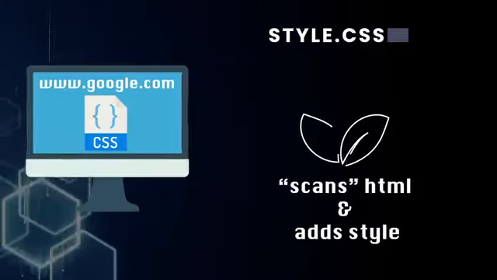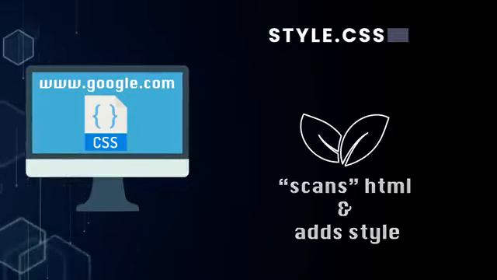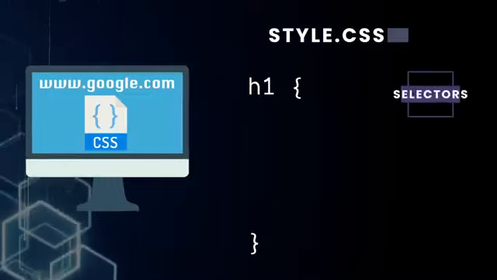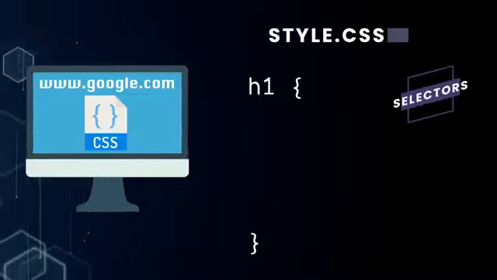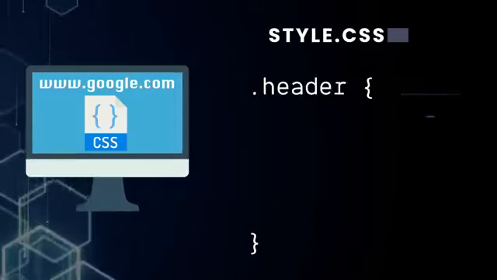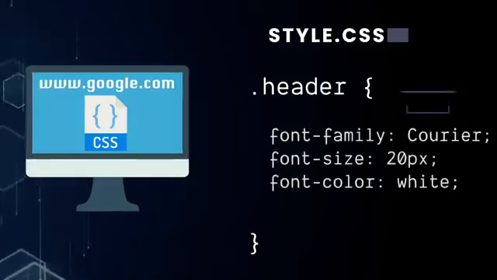When we receive it, it'll scan through our loaded HTML and add styling. This is done through selectors and attributes. Selectors find elements and can be broad, searching for all matching a tag, or more narrow with a class or ID. And attributes are the styles we apply.